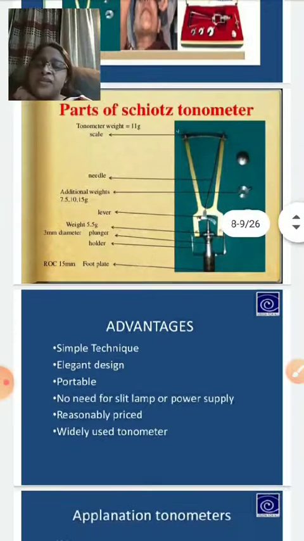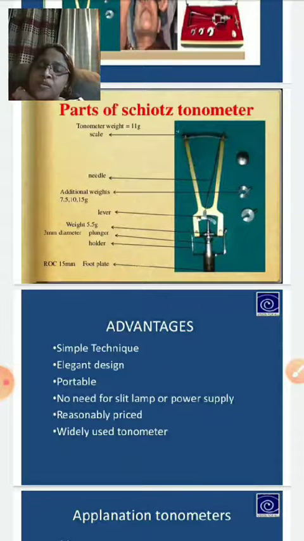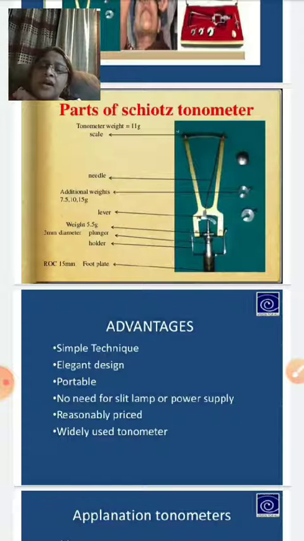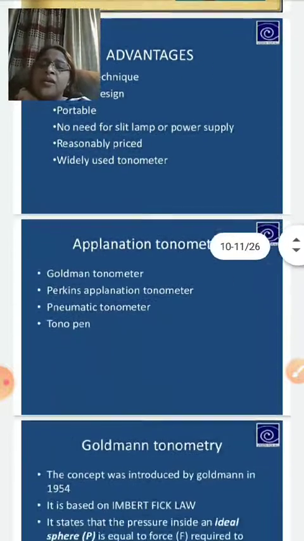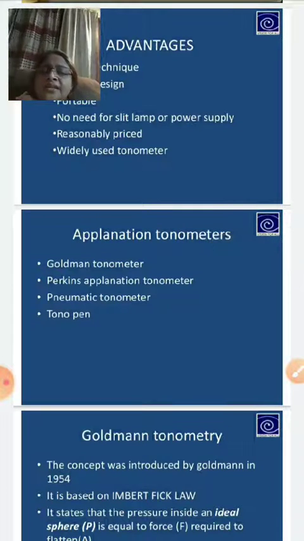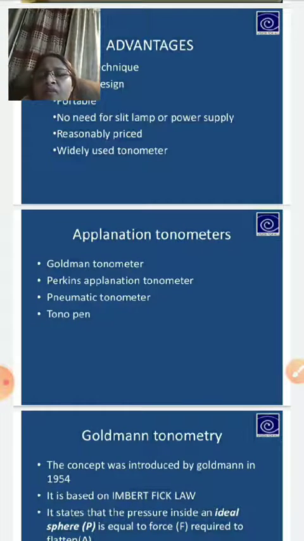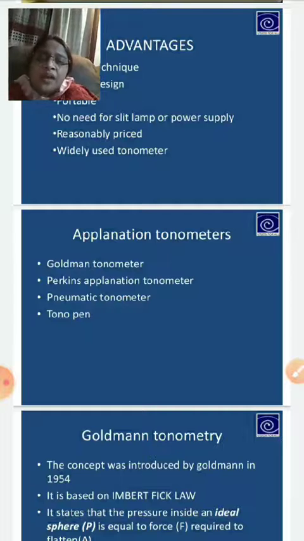Now, what are the advantages? It is a portable instrument, relatively cheap. The learning curve is very fast. It is used for mass training. It is an OPD procedure. So this is mainly used for mass training, for glaucoma screening above the age of 40. That is the Schiotz tonometer.